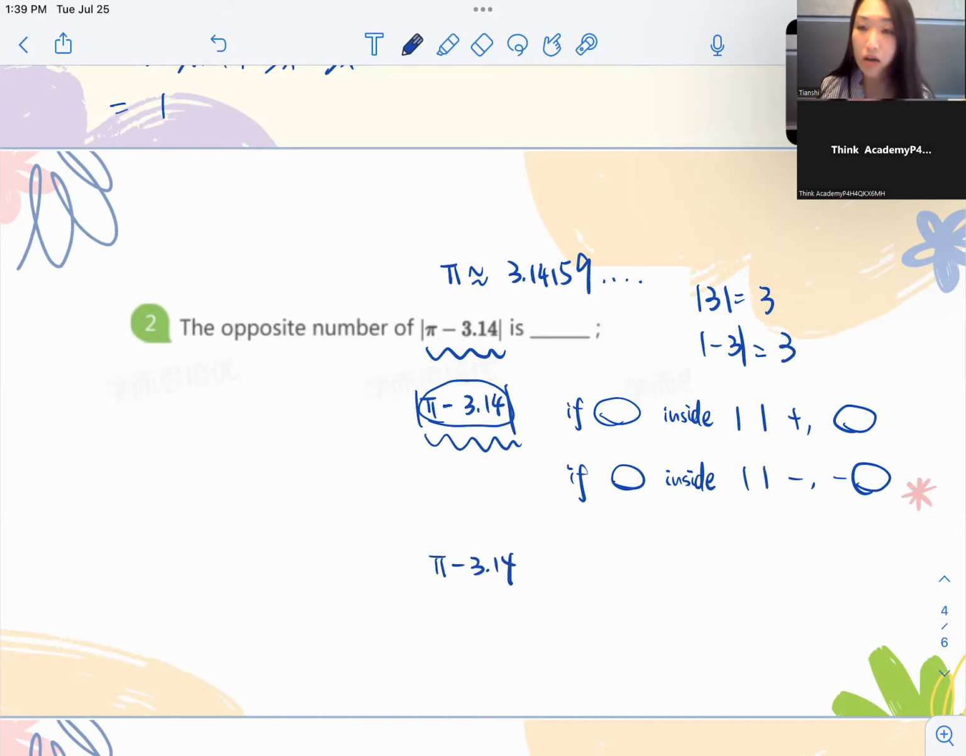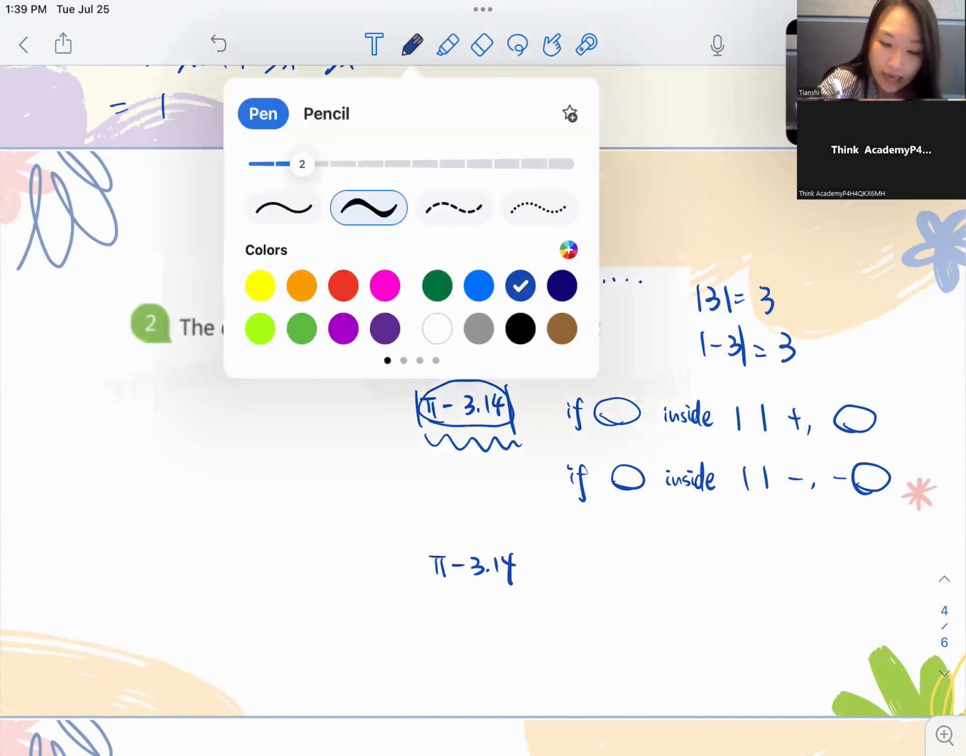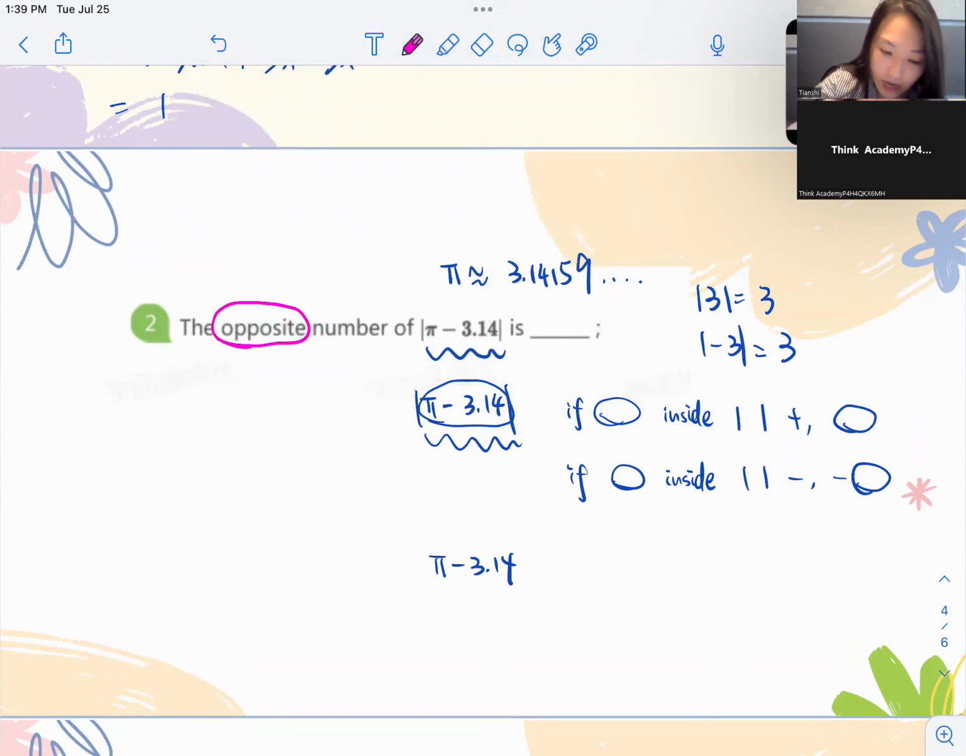But is this one the answer? No. The reason is that there is the opposite number in the question. So we need to find the opposite of this number. The opposite of this number is just adding a negative sign in front of the whole thing. So we can do the simplification. The result will be -pi plus 3.14. So the answer for this one will be -pi plus 3.14. Okay, so that's for this question.